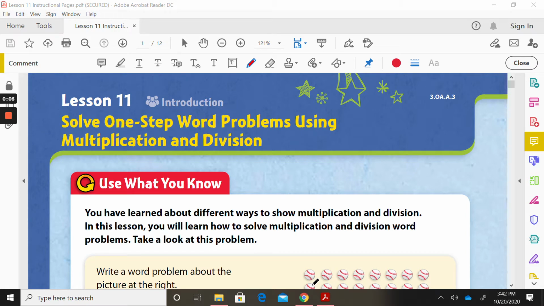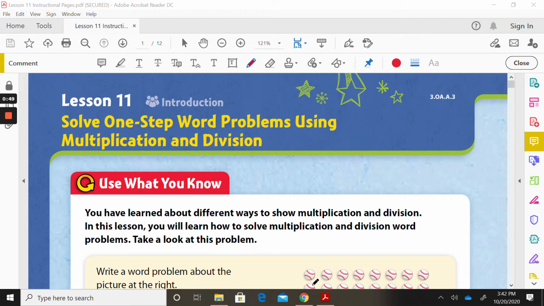Today's math lesson is going to be on Lesson 11, solving one-step word problems using multiplication and division. Today we'll be working in your instructional book. These are the colorful pages that you have, like the ones you see on my screen. We'll be working on page 112 and 113 today in our video. Please follow along with me as we complete these pages. At the end of the video, I will give you some assignments to do, a couple more pages in this book, and then also in your practice workbook, which the pages are red and gray for that.